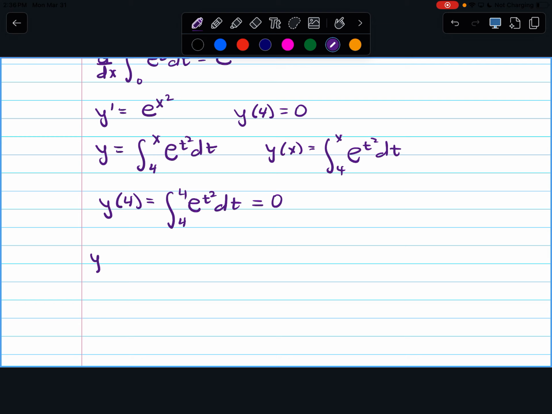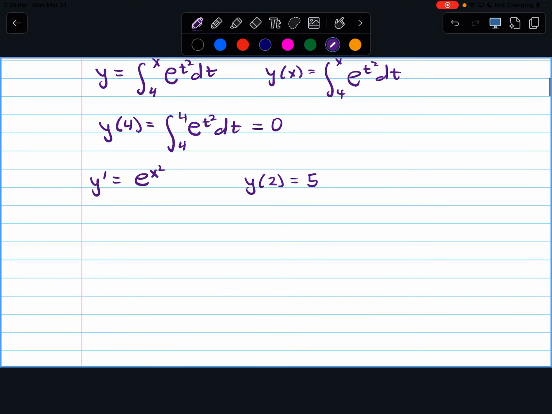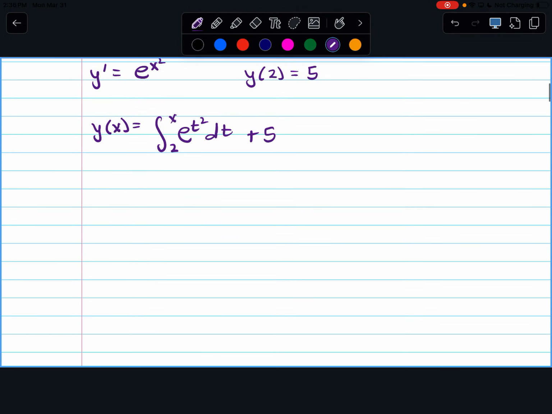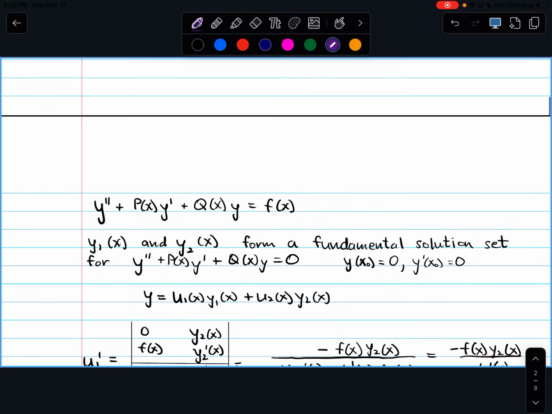Now let's suppose that you had something else, and they said y of 2 is equal to 5. Well, you could write your solution this way: the integral from 2 to x of e to the t squared dt plus 5. That would work. Sometimes we'll write the solution this way instead of trying to integrate it, and sometimes we get something that we can't even integrate. But this is one of the ways we can write the solution.